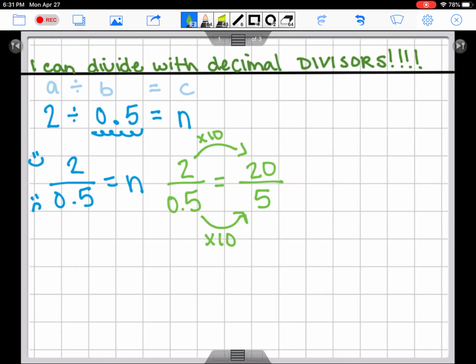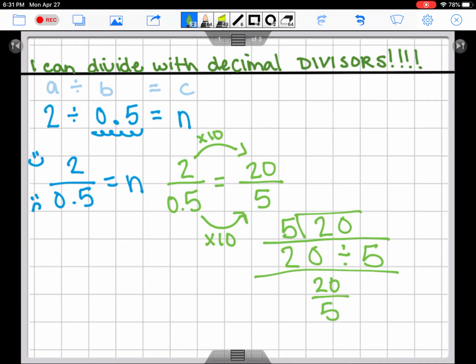Now you might choose to simplify this fraction, or you might choose to do some division. 20 divided by 5, however you want to write it, they're all going to equal 4. We did it! That was beautiful, team members.